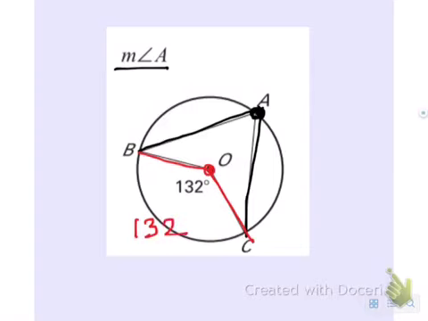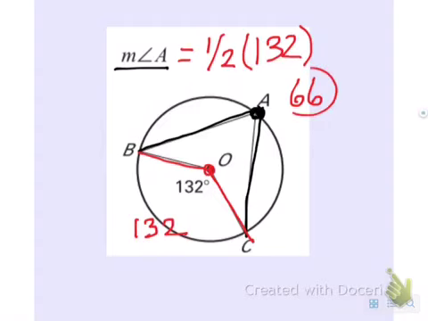So if I use the formula, the measure of angle A is going to be equal to half of the intercepted arc, which would be half of 132. You might need a calculator here. Half of 132 is 66.